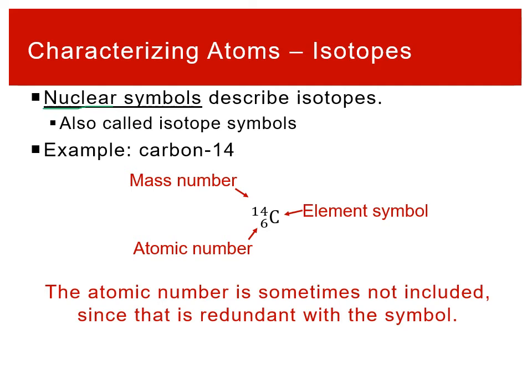Sometimes this atomic number isn't included. So you'll see something like C-14 without the 6. And the reason is that you figured out that carbon was C from looking at the periodic table, and that's also where the number 6 comes from. So putting the C is equivalent to having that 6 as the atomic number.